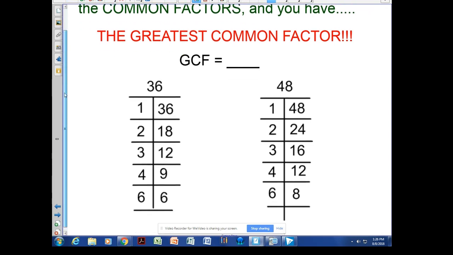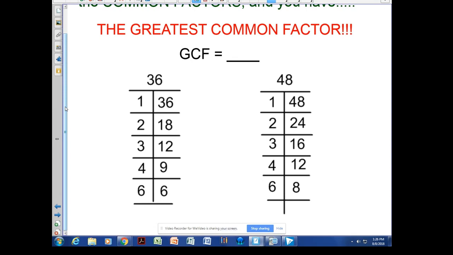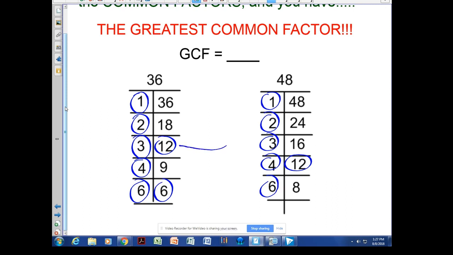So let's take a look again at the numbers that we just circled, right? We had 1, 2, 3, 4, 6, and 12. Well, if what we're really concerned with is the greatest one of those numbers, all we need to do is find the largest one they have in common. And I could see, and I hope you can too, that the number 12 is the largest factor that both of these numbers, 36 and 48, share.